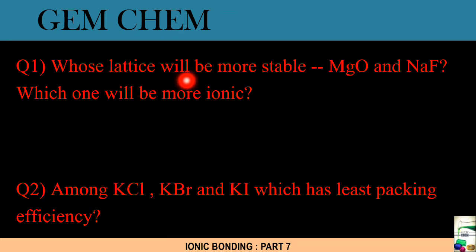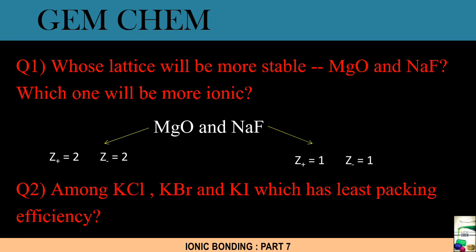First is, whose lattice will be more stable: magnesium oxide or NaF? Whose lattice will be more stable and which one will be more ionic? Now if we see the charges, magnesium oxide has Z plus as 2 and oxygen has Z minus as 2, whereas sodium has Z plus as 1 and fluorine has Z minus as 1.